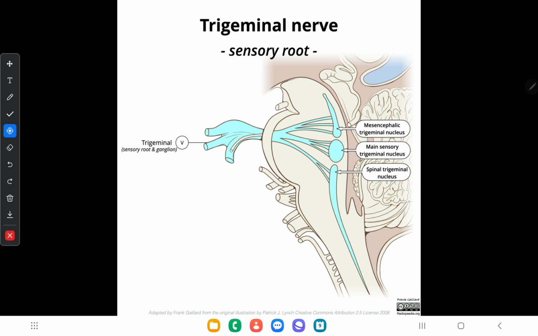Then this trigeminal nerve emerges from the ventrolateral aspect of the pons. This area is the pons at its junction with the middle cerebellar peduncle. The sensory root bears the trigeminal ganglion. Actually, the sensory root and motor root both together emerge from this ventrolateral aspect of the pons.